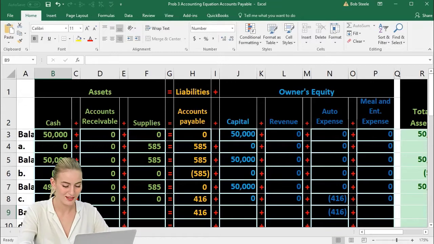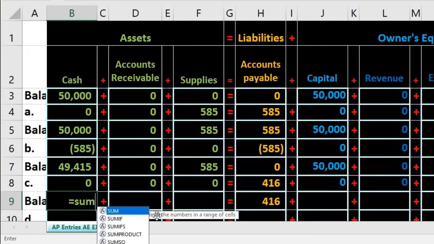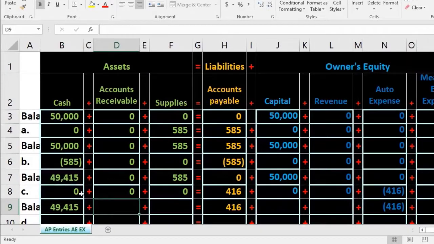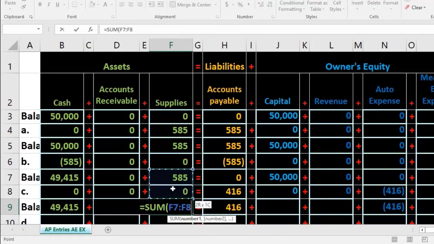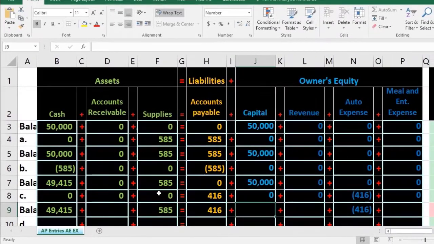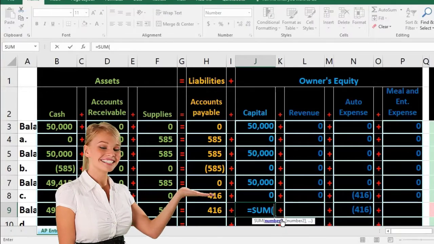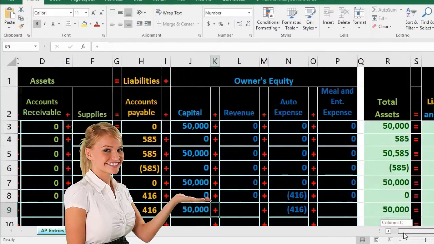Once again, working with those cells which first have data in them in terms of numbers as opposed to zeros, starting with column B, cell B9 equals SUM, double click the sum function, highlighting the 49,415 and the 0, and tab. Then moving over to cell F9 equals SUM, and double click the sum function, highlighting the 585 and the 0, and tab. Now in cell J9 equals SUM, double click the sum function, highlight the 50 and the 0, and tab. So there's the data that should put us back in balance again.